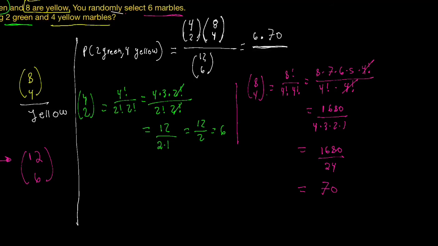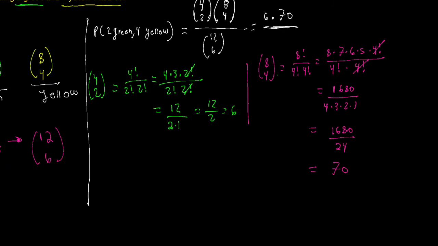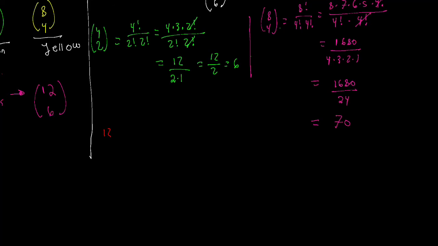All we have to do now is calculate the sample space, which is 12 choose 6. So let's go ahead and calculate that. So 12 choose 6 is the same thing as 12 factorial over 6 factorial, 12 minus 6 is 6 factorial. So we expand 12 down to 6 factorial. And the 6 factorial in the numerator is going to cancel out with one of the 6 factorials in the denominator.